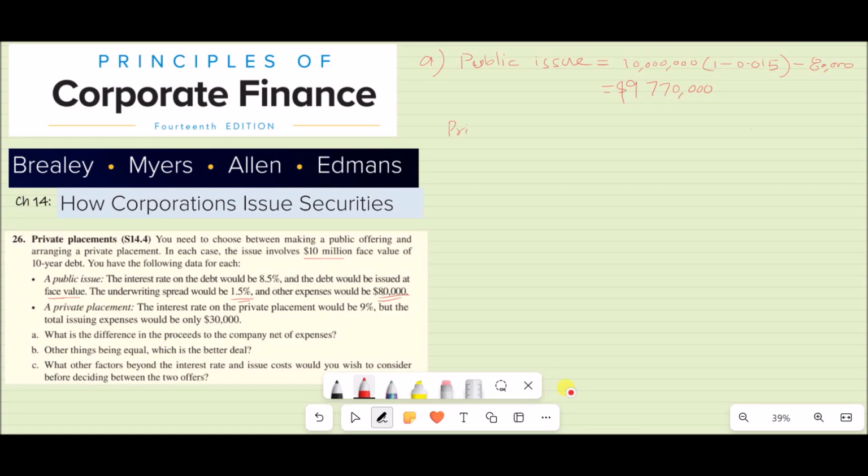For the private placement, now we have 10 million and we have only 30,000 as issuing expenses. There is no underwriting spread. So this will be 9.97 million.